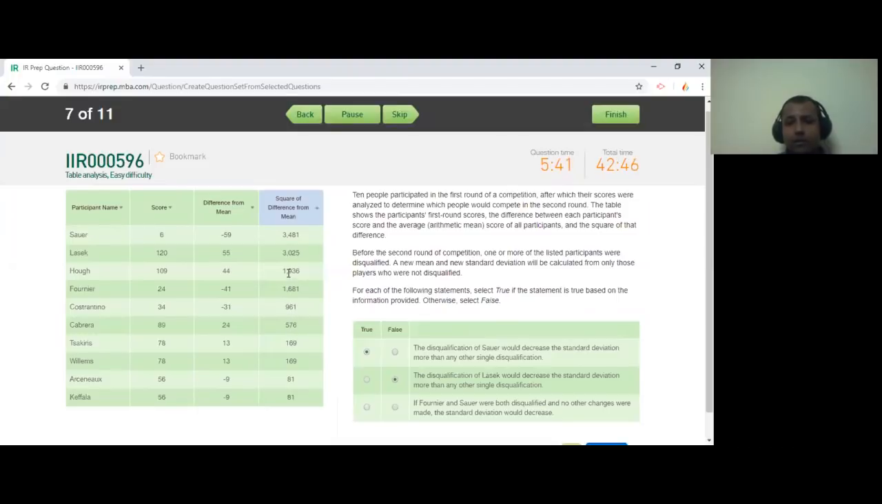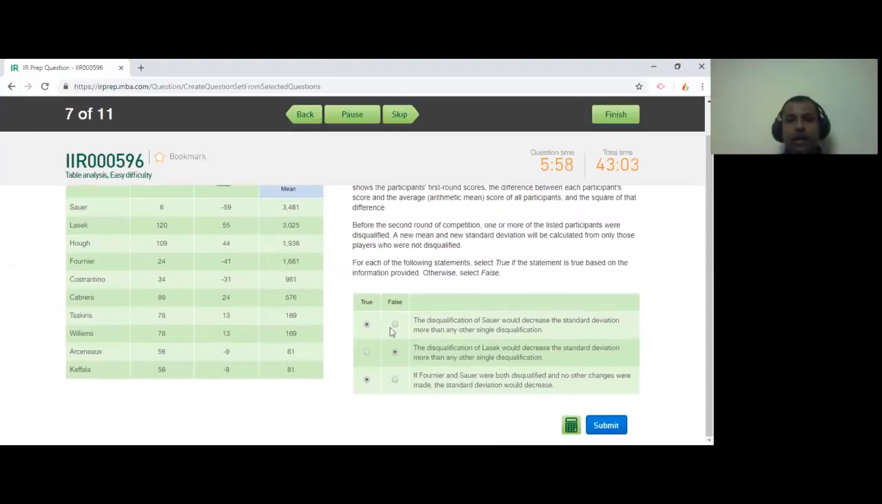So Fournier was at 1681, which was definitely more than the mean. So that's the way to do this analysis. That's how you confirm it is going to decrease the standard deviation: at its very core, the standard deviation is the average of the deviations. I did the average on a very crude level.